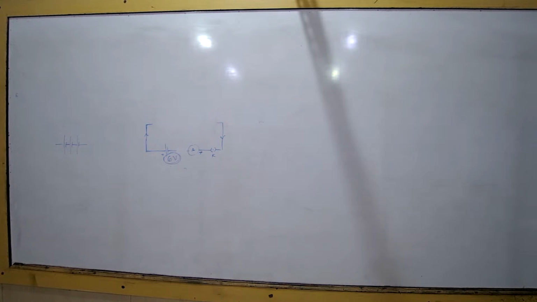Show your voltmeter. Where is your V? If you want to put a voltmeter, you have to put a voltmeter. Put a plus and minus. No, it's not necessary. But if I'm asking you to draw, then. Come here. Arrows are considered.